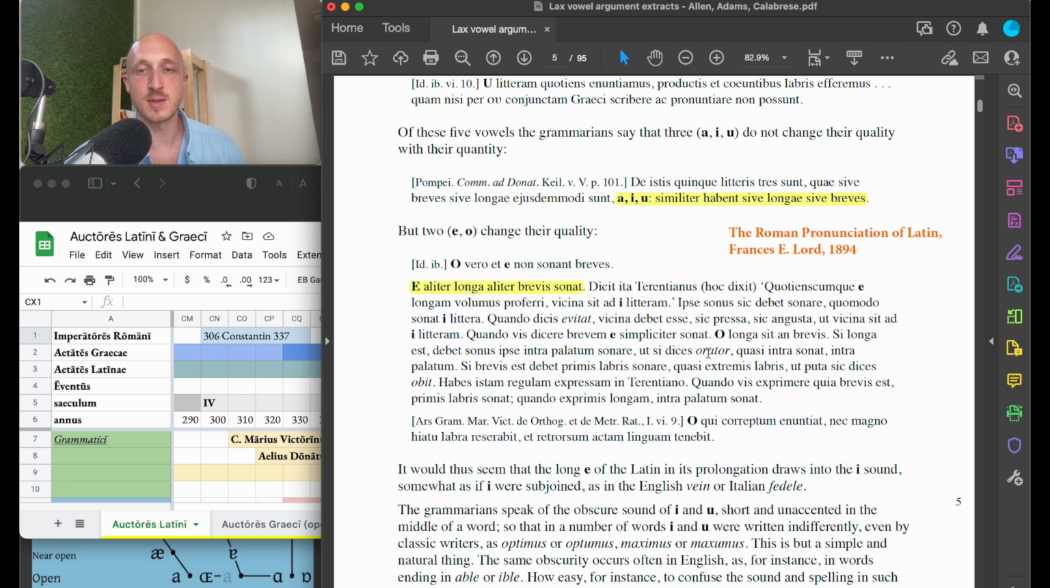And I agree with that. He says the same thing about orator, that it should be a closed O sound, but obit should be an open one. And Robert Wright actually interprets this differently as wo already in the 5th century, which is very interesting, but it's really not that critical because I'm not disputing this for a late Latin pronunciation.